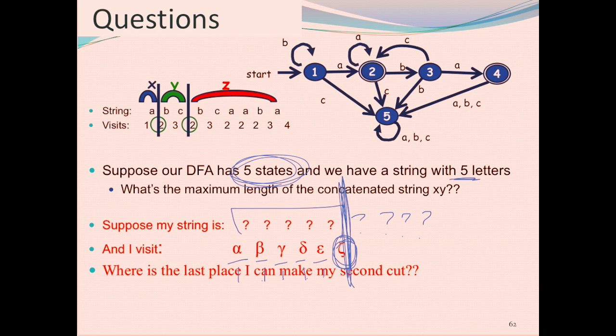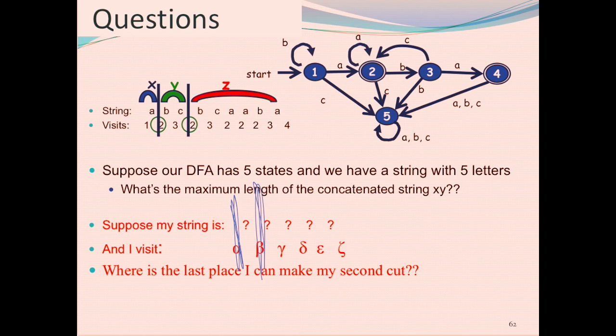It could be fewer than 5 characters, right? So for example, maybe my cuts are on alpha and beta. Maybe they're the same number. So XY could have just 1 character in it, right? So in this case, X is lambda, Y is whatever this character is, and Z is the rest of this stuff. So in this case, if my 2 cuts go in the first 2 spots, then the length of XY is going to be 1.